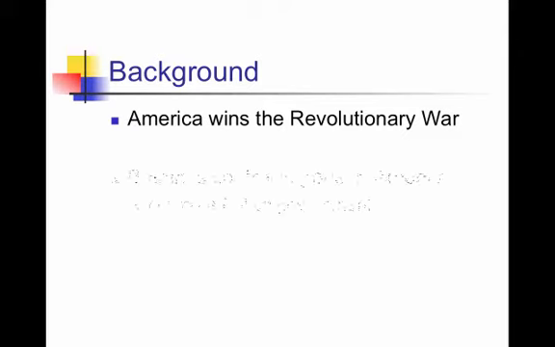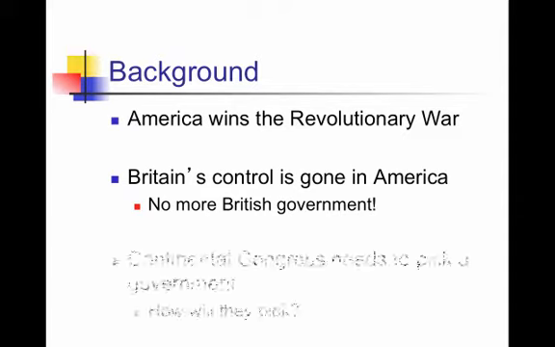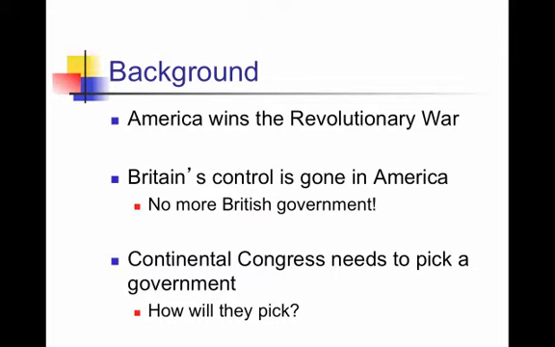Now, this occurs in 1783, when we have the official signing of the Treaty of Paris. So Britain's control is no more. They're gone. They're out of America. And now the Continental Congress, who, if you remember, are the group that's been really organizing the revolution and doing a lot with that, now need to pick a government that they're going to use. So how will they pick?